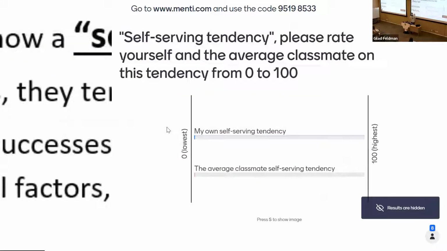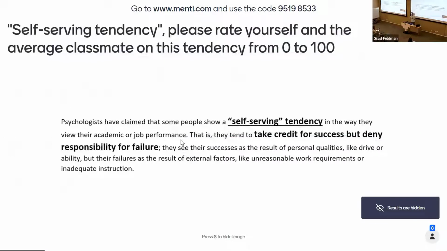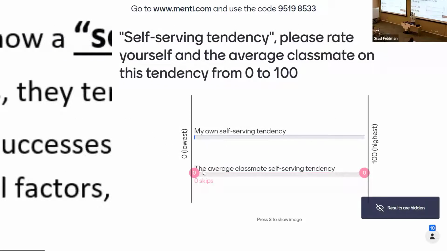Another question. So here I have, instead of in one question, I'm separating this to my own self-serving tendency and then the average classmate self-serving tendency. And I'm explaining what psychologists have found. Psychologists have claimed that some people show a self-serving tendency in the way that they view their academic or job performance. That is, they tend to take credit for the success, but deny any responsibility for failure. They see their successes as the result of personal qualities, like drive or ability, but their failures as a result of external factors. So rating these on yourself and then rating this on the average classmate.